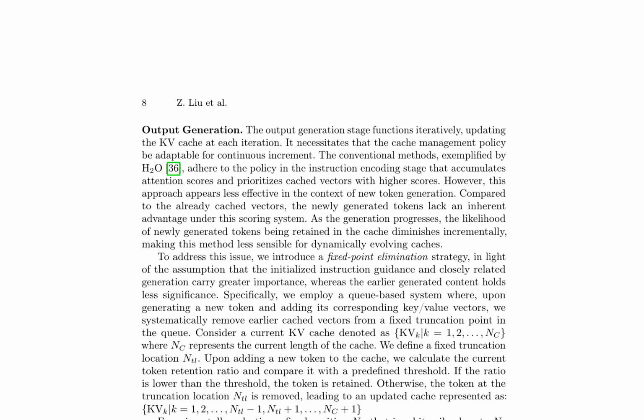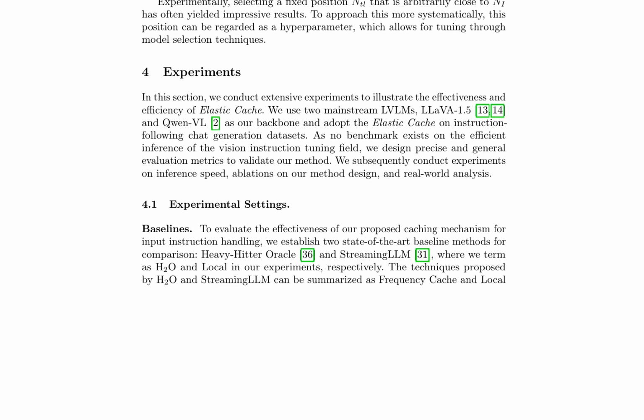Two state-of-the-art baseline methods, Heavy Hitter Oracle and StreamingLLM, are established for comparison, referred to as H2O and local, respectively. These techniques can be summarized as frequency cache and local cache. The elastic cache method ensures that the cache is dynamically adjusted, removing less relevant information and maintaining a fixed size. This approach is particularly effective in scenarios where the model is required to follow instructions and generate coherent responses. By prioritizing recent information and diminishing the importance of earlier generated content, the elastic cache method optimizes the caching process, leading to improved performance and efficiency.